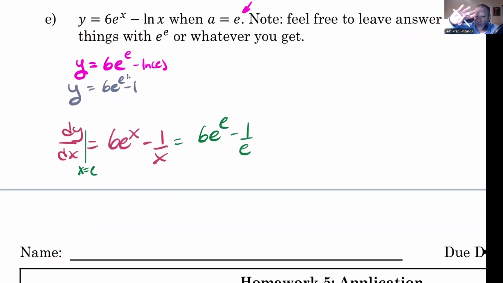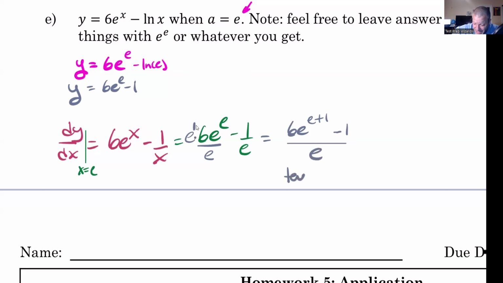I'm going to clean it up a little bit just because I want to be able to reciprocate this. So let's see, we need a least common denominator, so I'd have to throw an e down here and multiply this by e. All right, so it's going to get a little fun. This is like e to the first power, times 6e to the e. They have the same base, so I can just add the exponents. So this is going to be 6e to the e plus 1 minus 1, all over e. All right, so that's going to be the slope of our tangent line.